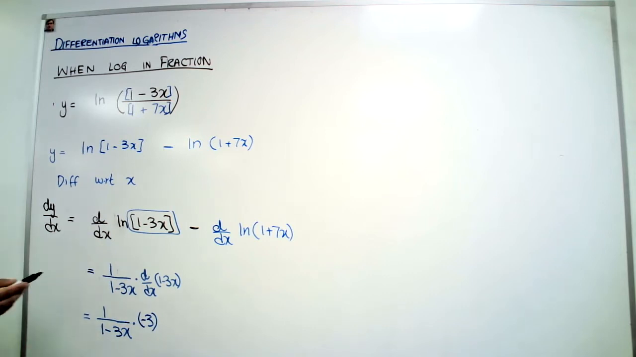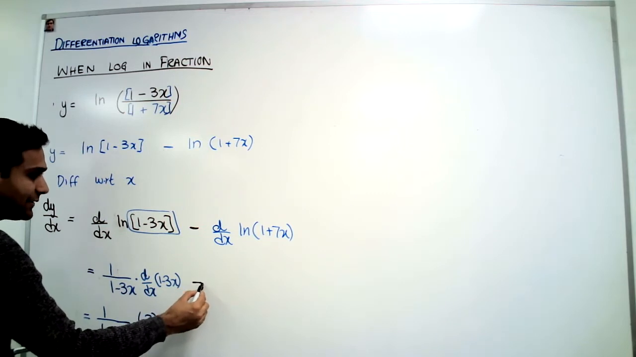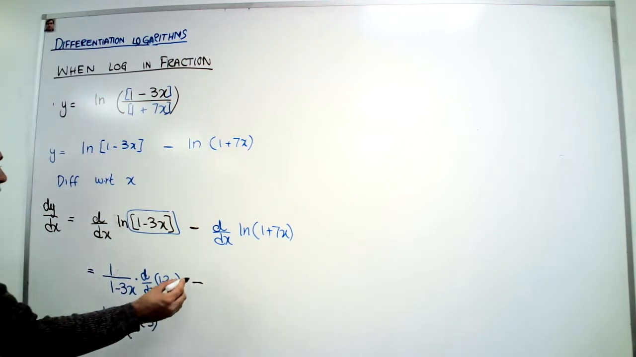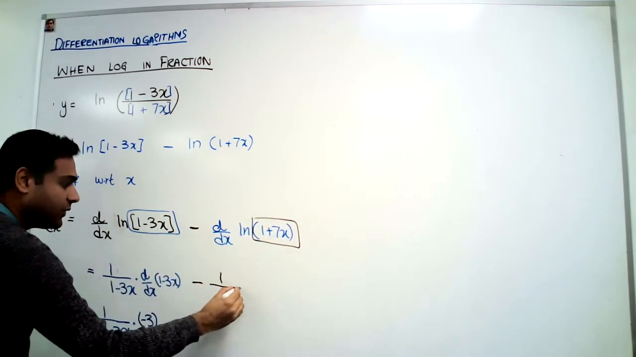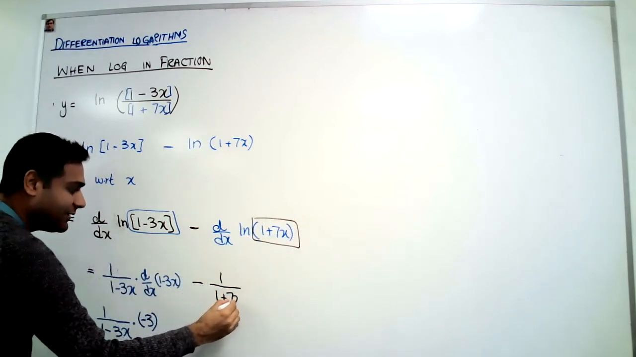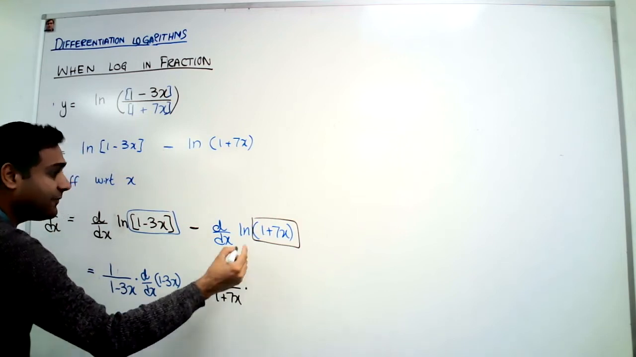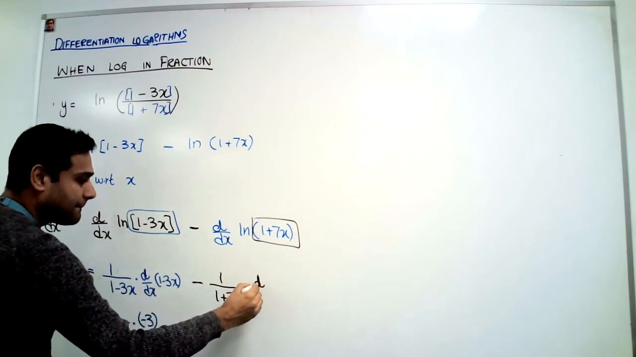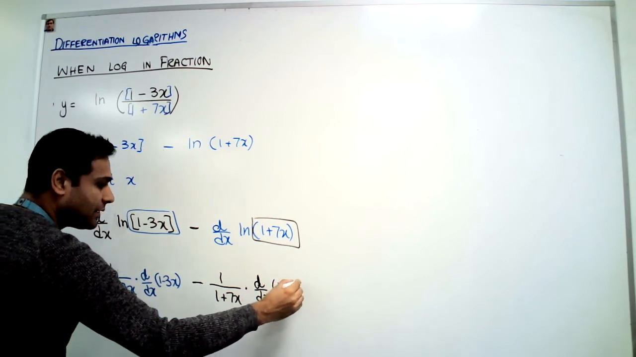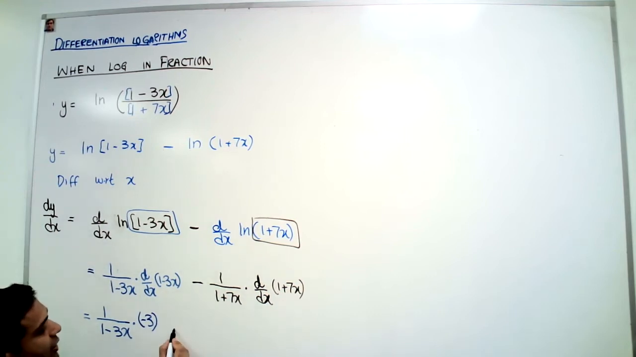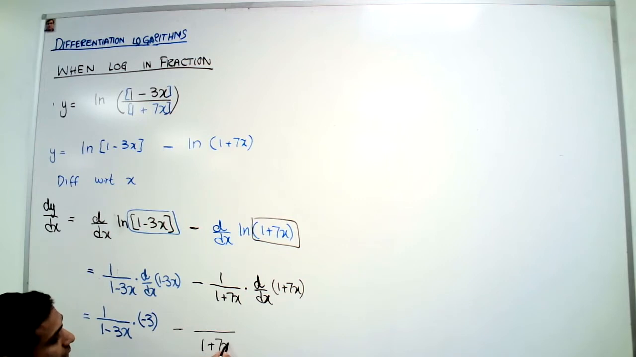Now I need to do this part. So this minus is still here. This is the box. We have a box rule: 1 over the box, 1 plus 7x, and then the differential of this thing. The differential of 1 plus 7x is how much? 7. Just 7.